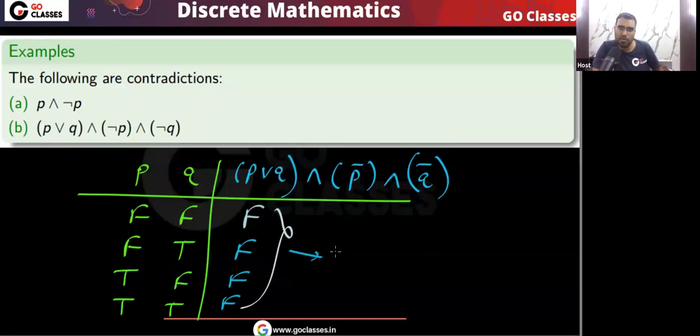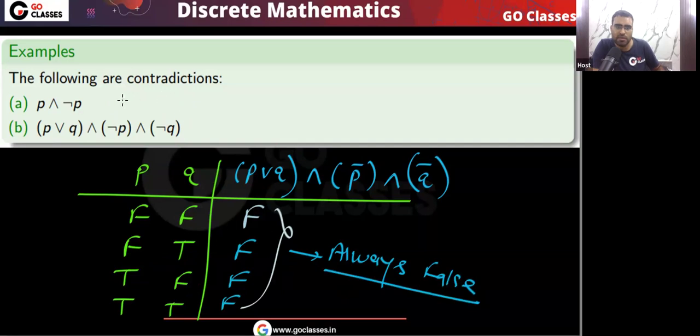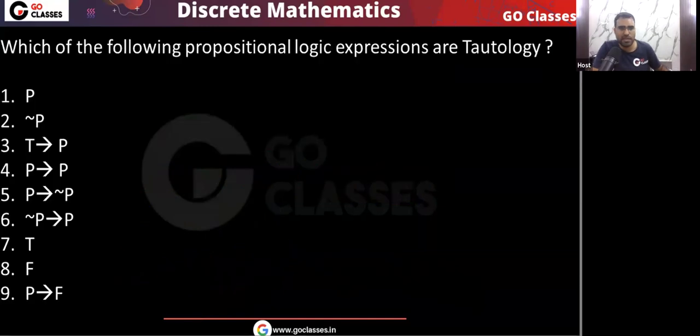Option B is false, because option B is always false. So that is a contradiction. Okay, so they are contradictions because they are always false. Very simple. So the definitions are actually very simple.